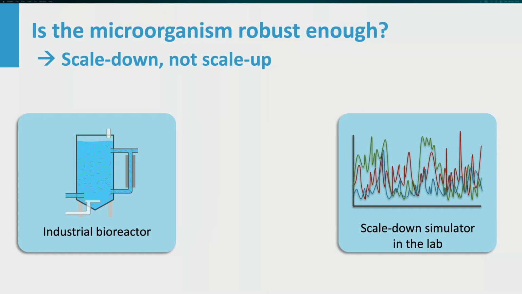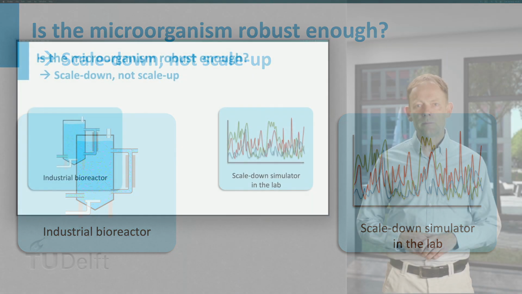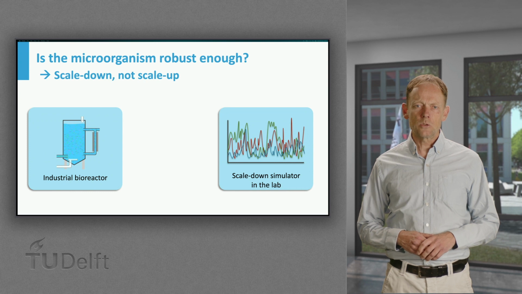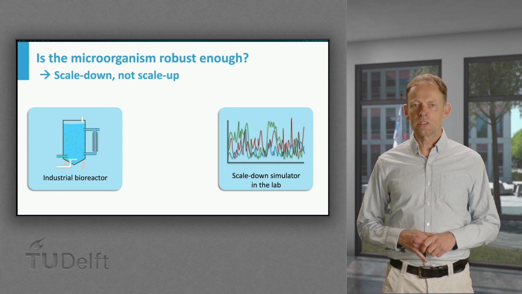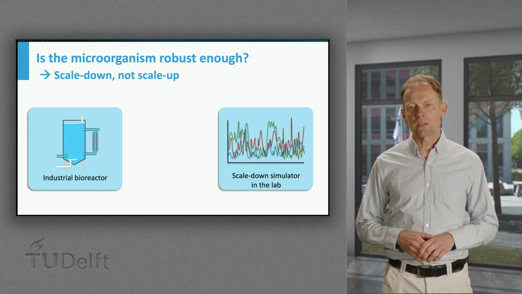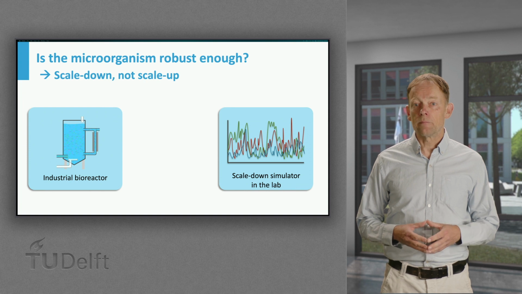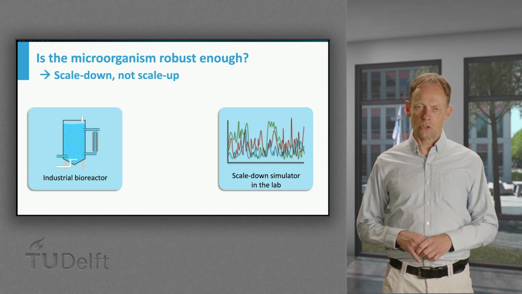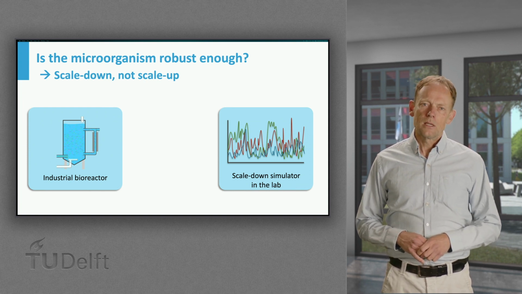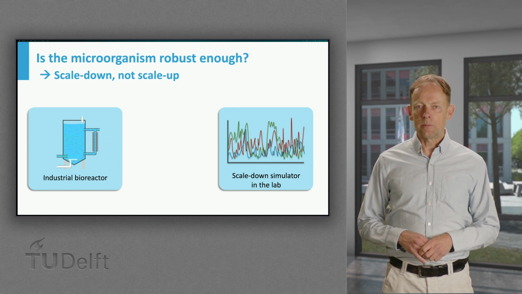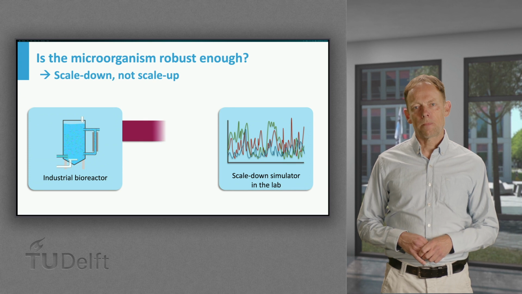If the industrial bioreactor is already up and running, key information can be retrieved on the rate-limiting compound, the CO2 concentration, the average time and amplitude of fluctuations in the limiting substrate concentration, the oxygen concentration, and frequency and magnitude of cold shocks. With this information, the scale-down simulator in the lab can be designed and operated.